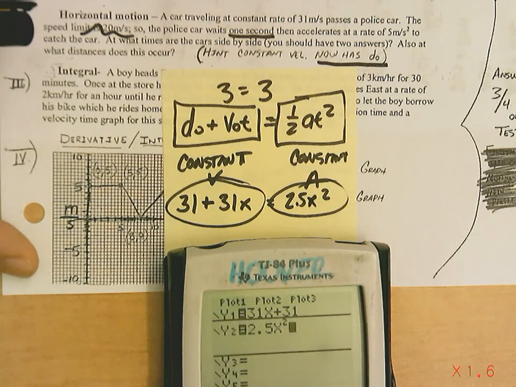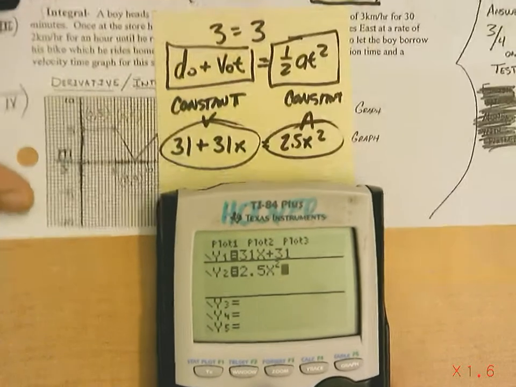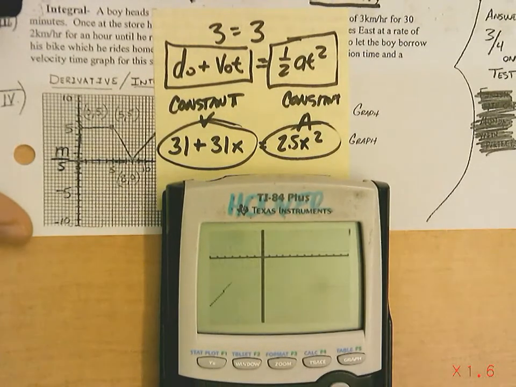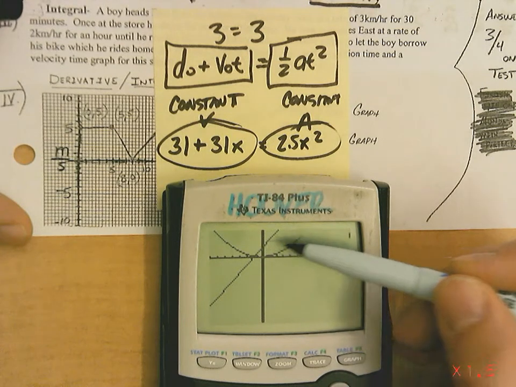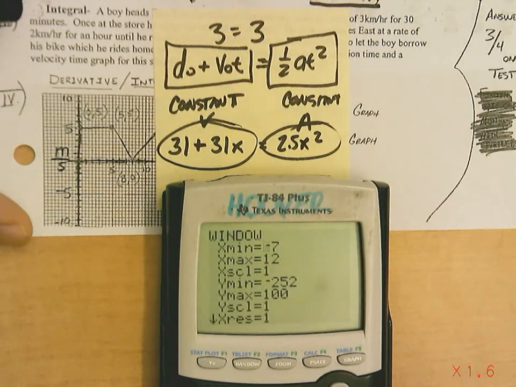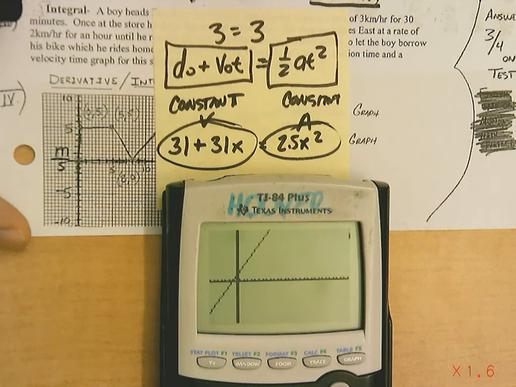2.5x squared is what we want to put in the next line. And then we want to get our graph. So I hit graph, constant velocity. See how he's starting in front of him right there? He's got a head start. My window's jacked up again, so I'm going to make my x max maybe 30 and my y max maybe 300 and see what that looks like. Now he's got that head start, and here he comes trying to catch him.